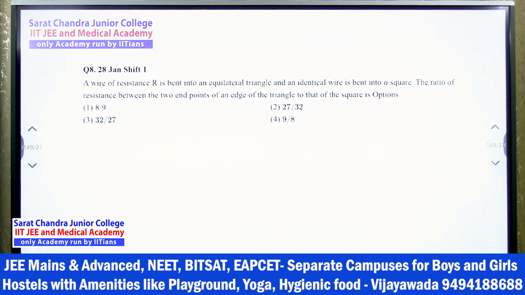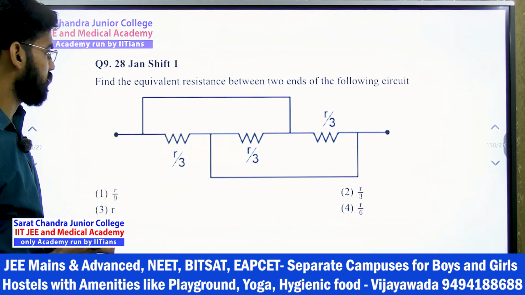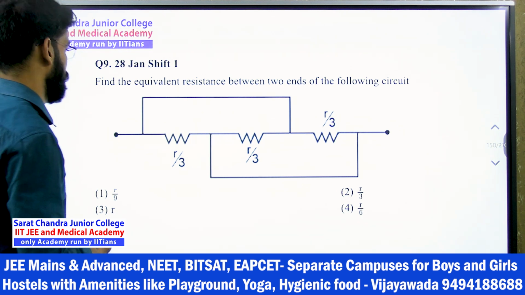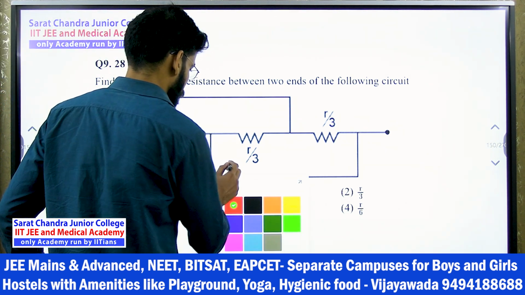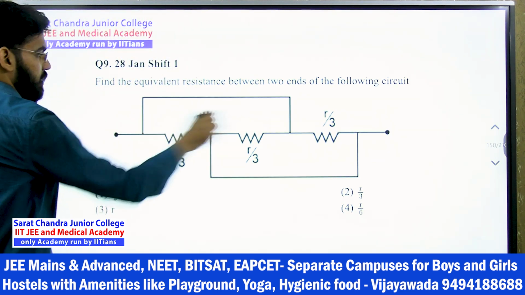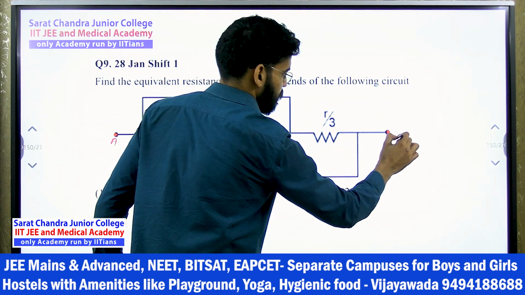Okay. Next, ninth. Okay. Now this kind of question is easy to solve. In the notes we have solved many questions. See how. We have to find out the equivalent resistance, right, between this point and this point. So let's name this point as A. Okay. And let's name this point as B.